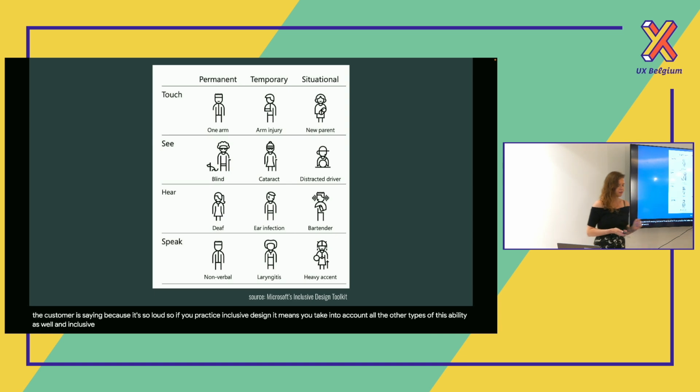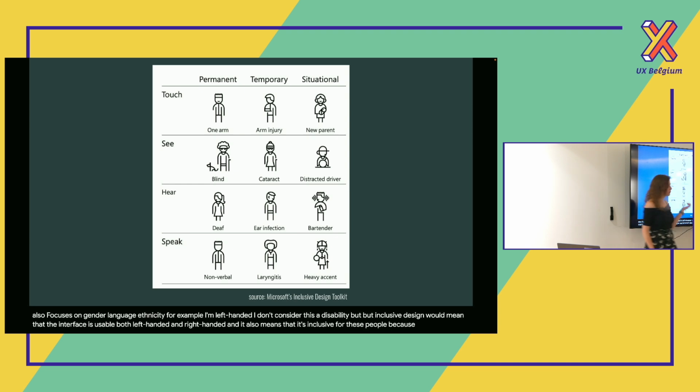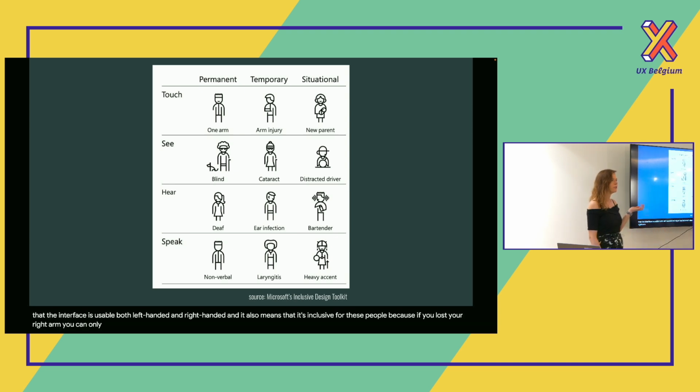Inclusive design is also broader than accessibility, because accessibility focuses on people with disabilities, while inclusive design also focuses on gender, language, ethnicity. For example, I'm left-handed. I don't consider this a disability. But inclusive design would mean that the interface is usable both left-handed and right-handed. And it also means that it's inclusive for these people, because if you lost your right arm and can only use your left one, then if the interface is usable for left-handed people, we also help them.